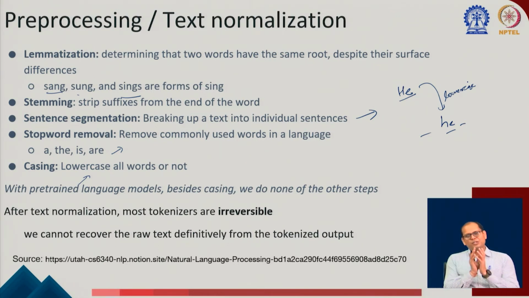So this was all done in classical NLP, but with the pre-trained models, what is being seen? We typically do not do any of these steps, but we do casing sometimes. And why is that? Because after you do all these steps, they are mostly irreversible. You cannot go back to the original data. We cannot recover the raw text. So that is why typically you don't do that.